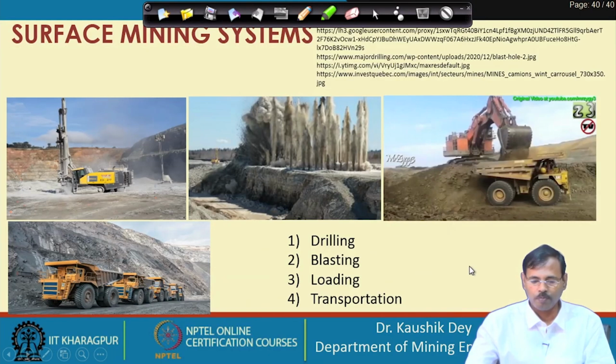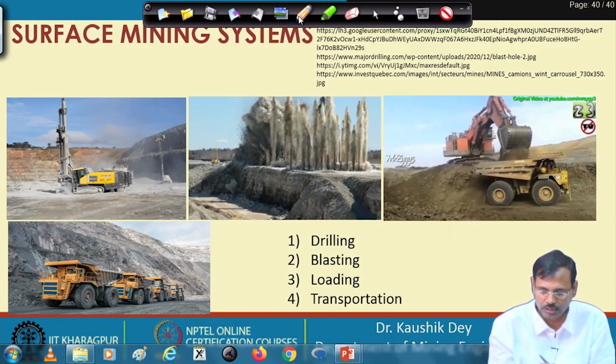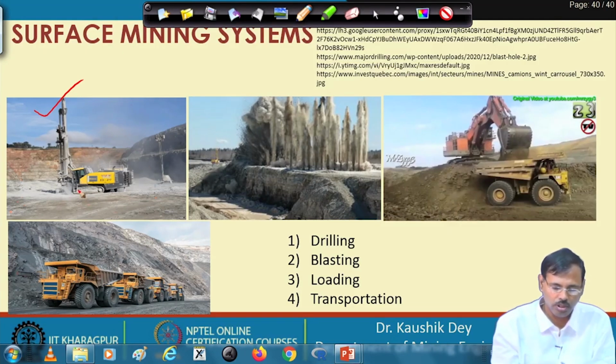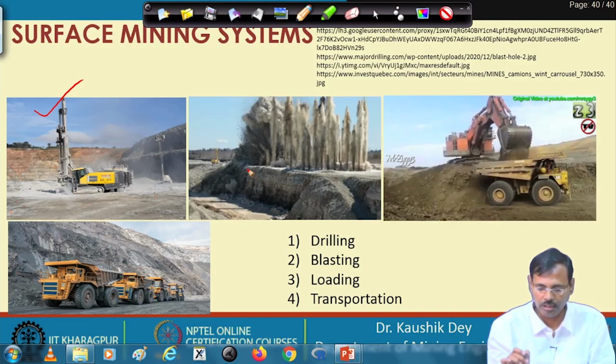And finally, the discrete system. In the discrete system, you can see you have to carry out drilling and blasting separately. In this picture, one by one these are showing. This is the drilling. In drilling, you are basically creating holes in rocks so that you can place the explosive inside the rock mass, and when the explosive is loaded, that is fragmenting the rock.